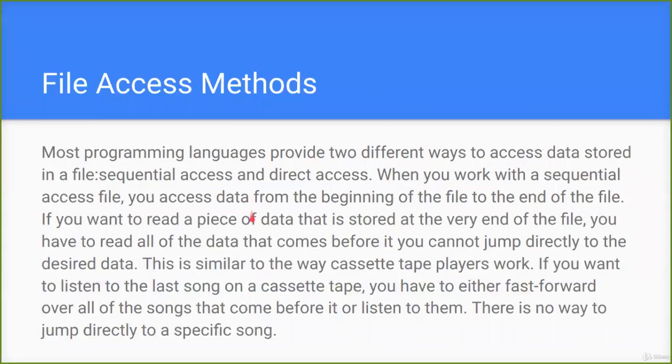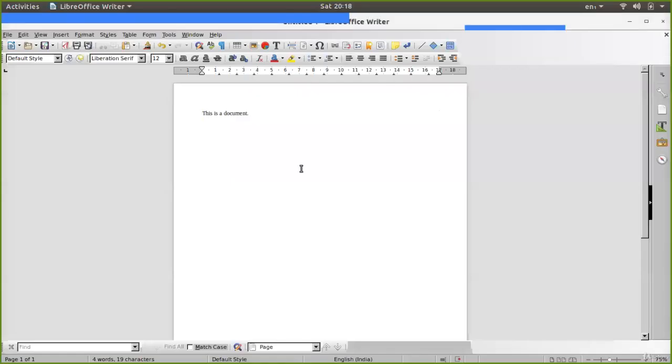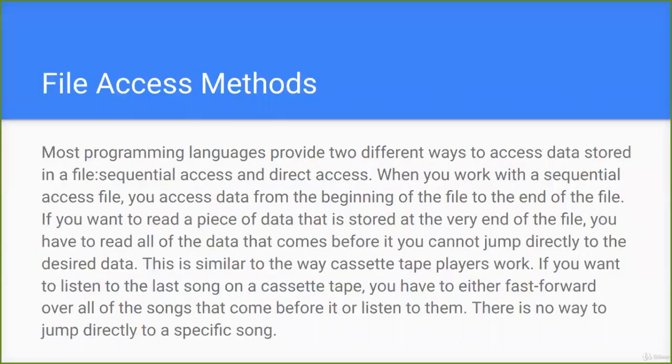But whereas in a direct access method, suppose you have 100 lines, you can access from any point in the middle, from the last, or from wherever you wish to. So that is the basic difference between the different file access methods. One is sequential access, another one is direct access.